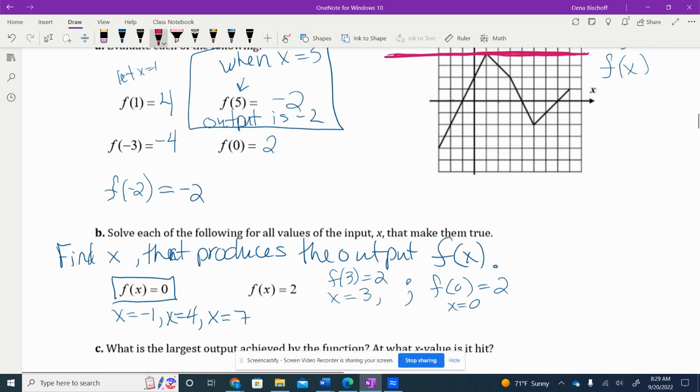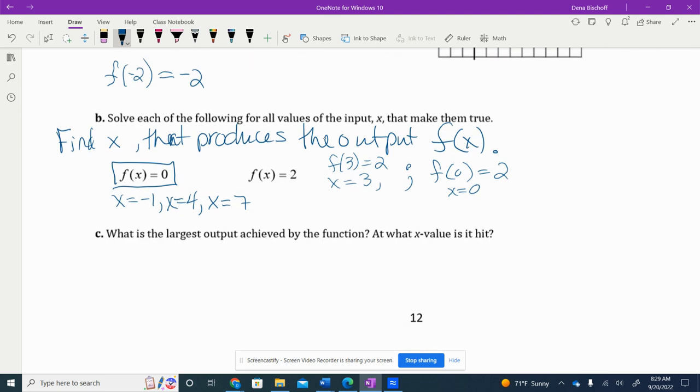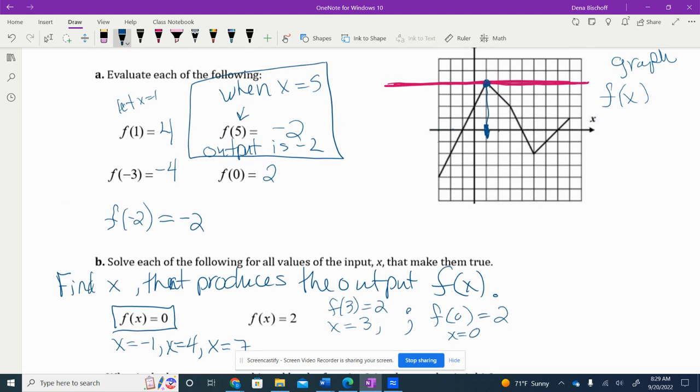4. Good job. What x value, or what input, is that achieved at? What's this point? This happens when x is what? 1. So the largest output is 4, and it really happens at f of 1 equals 4. Nothing goes higher than 4 on the y-axis.